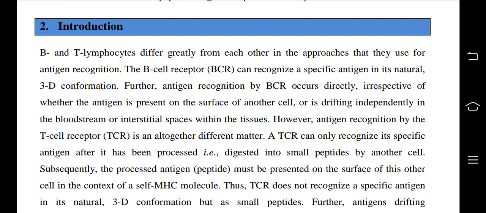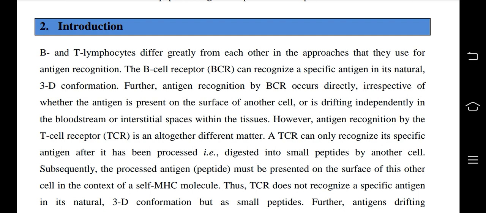Once again, let's learn this. B and T lymphocytes differ greatly from each other in the approaches that they use for antigen recognition. The B cell receptor can recognize a specific antigen in its natural 3D conformation. Further, antigen recognition by BCR occurs directly, irrespective of whether the antigen is present on the surface of another cell or is drifting independently in the bloodstream or interstitial spaces within the tissues.